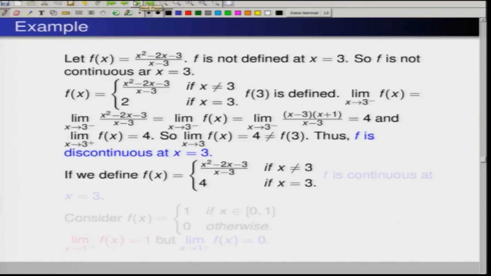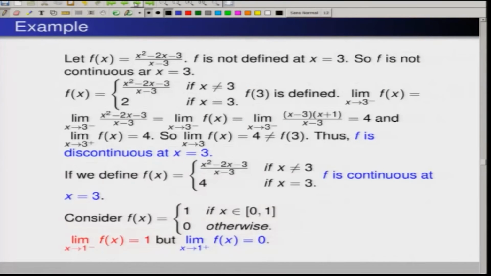Now, if we change the function a little bit, f of x is equal to (x square minus 2x minus 3) by (x minus 3) when x is not equal to 3, and 4 if x is equal to 3, what we have seen from the above is that the limit of f of x as x goes to 3 is equal to 4, which would be f of 3. So, in this case we will say that this function is continuous at x equal to 3, whereas the other two are not continuous at x equal to 3.